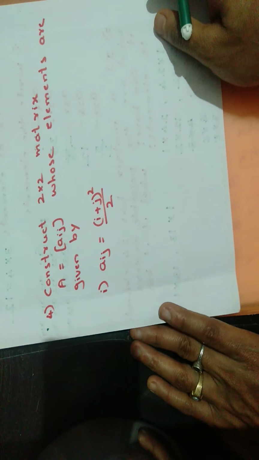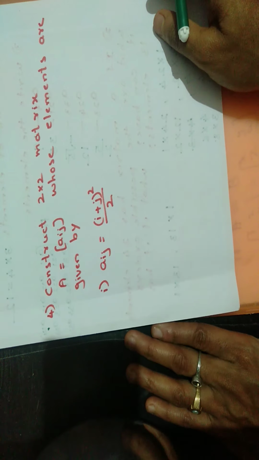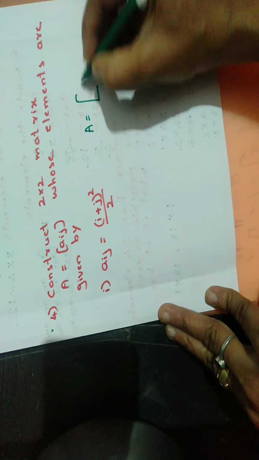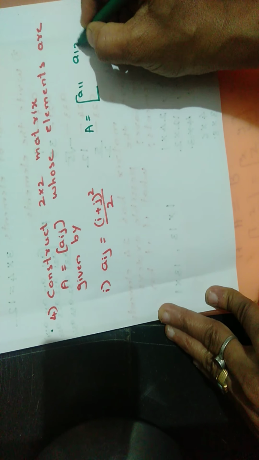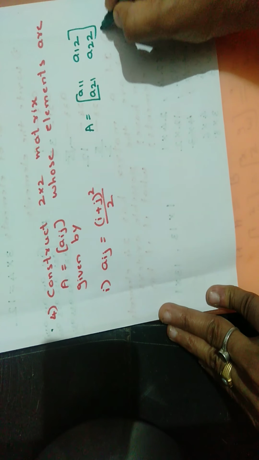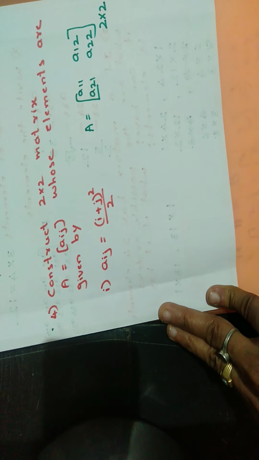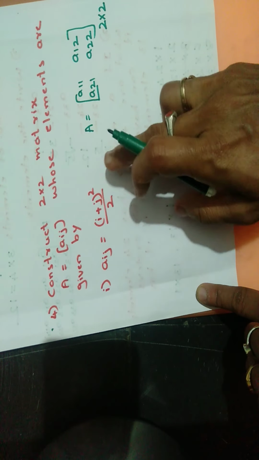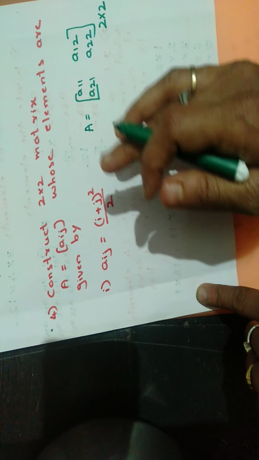Okay. Next, fourth question. Construct a 2 cross 2 matrix A equal to Aij whose elements are given by. So here we are constructing a 2 cross 2 matrix. The general matrix we have written down is A11, A12, next A21 and A22. This is the 2 cross 2 matrix. Okay, so here the given condition is Aij is equal to (i plus j) whole square divided by 2.